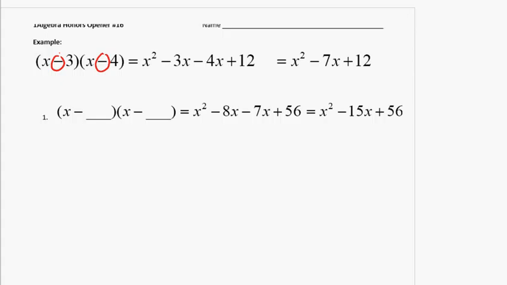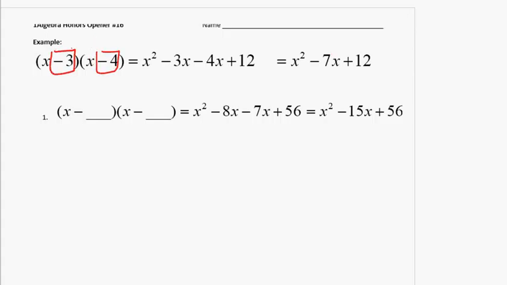So the result's a little different in the sense that when it was plus plus, our b value was positive and our c value was positive. Well, now we have a negative b value but a positive c value. And we should recognize that that is possible because we're multiplying.